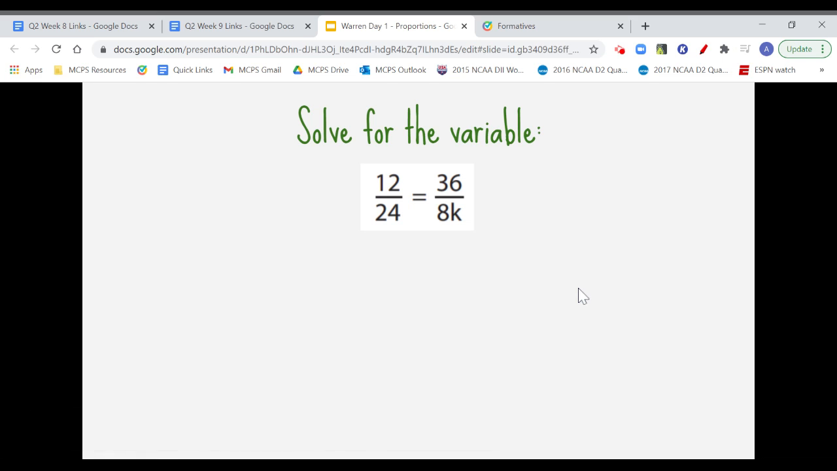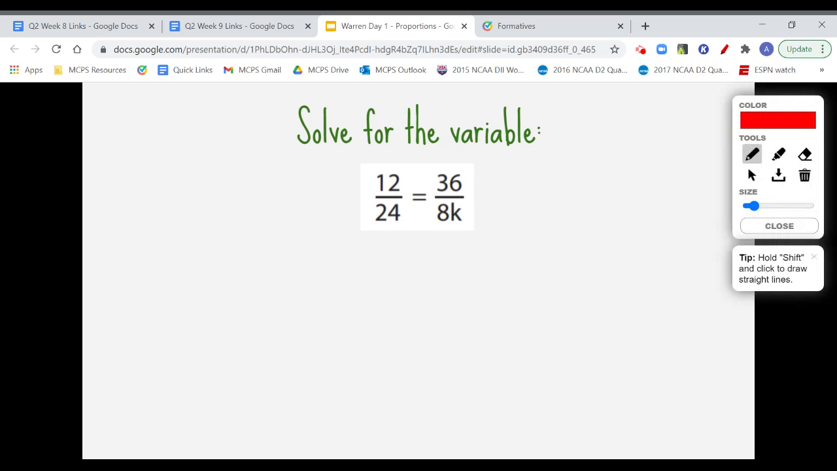Hey all, in this video we are going to be doing a quick review of how to solve proportions. We already learned this in class, so I'm not going to go into depth in terms of why we solve it this way, but just show you some examples to work through.